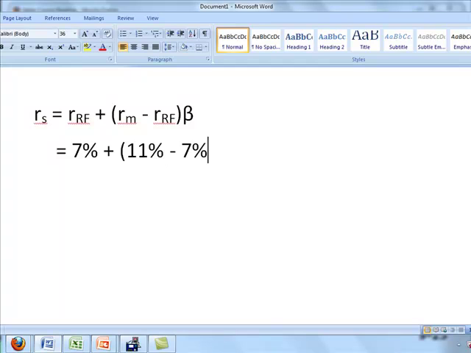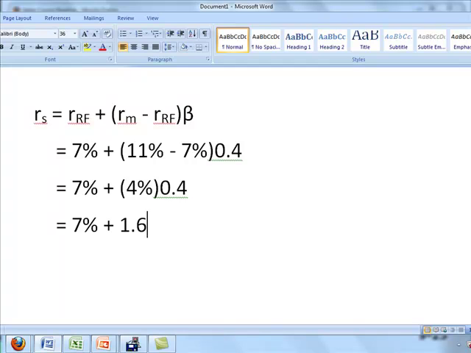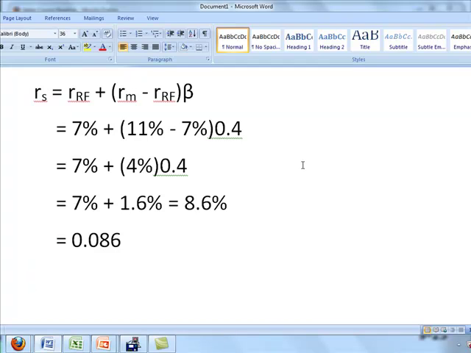And then we subtract off the risk-free rate, and then it does say that the beta of stock C is 0.4. So, just simplifying a little bit, 11 minus 7 is 4, and then multiplying 4% times 0.4 is 1.6%, and that's going to give us 8.6%, or in decimal form 0.086. Alright, so we've answered the first part of the question, and that's nothing new. This is nothing that we haven't done already.